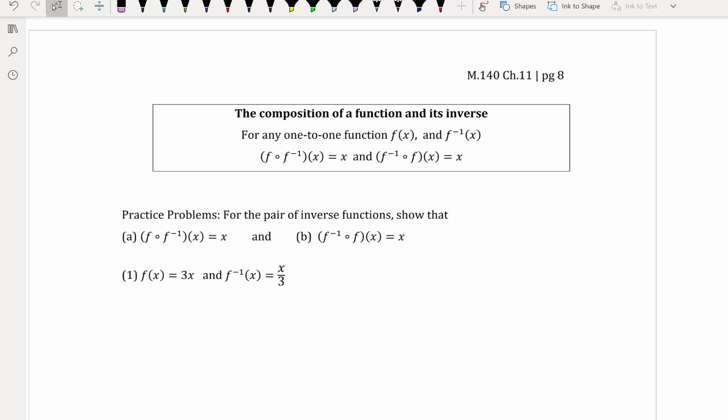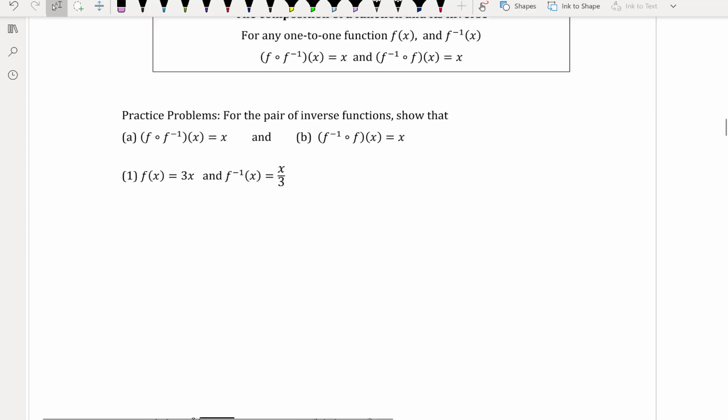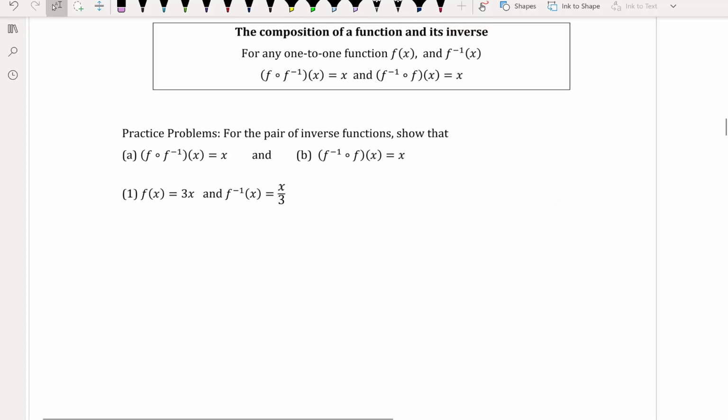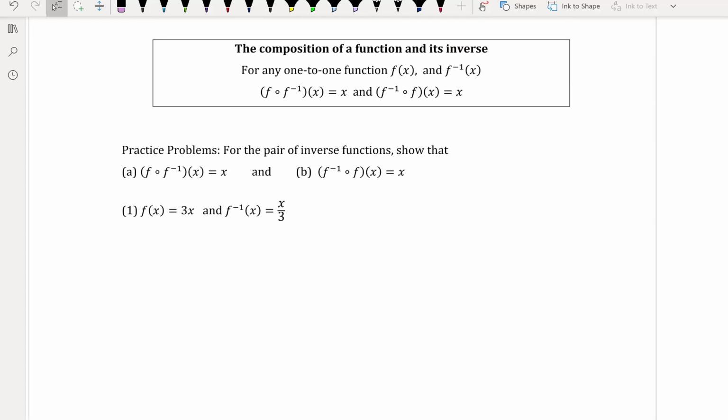And of course, we still have the composition of a function and its inverse. So this is kind of like going back to the beginning of this chapter. So this is where you guys are going to press pause and work these problems out, okay? Well, actually, I'll go ahead and do the first one, okay? Because it's a little bit different.